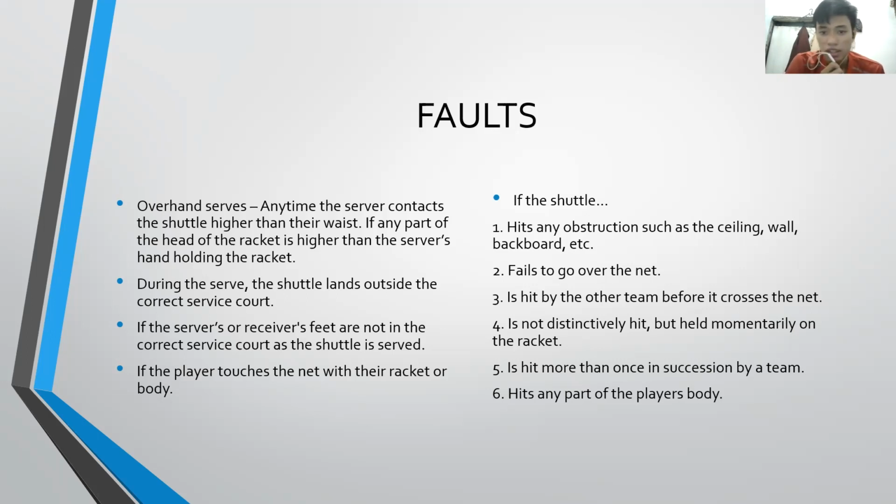If the shuttle is hit by the other team before it crosses the net, so I know. This is the net. So this is you. The shuttlecock is right here, but the opponent already hit that. That is where the fault is. If the shuttle is not distinctively hit, but held momentarily on the racket, oh, you have to hit the shuttlecock, not hold it. Clearly fault.